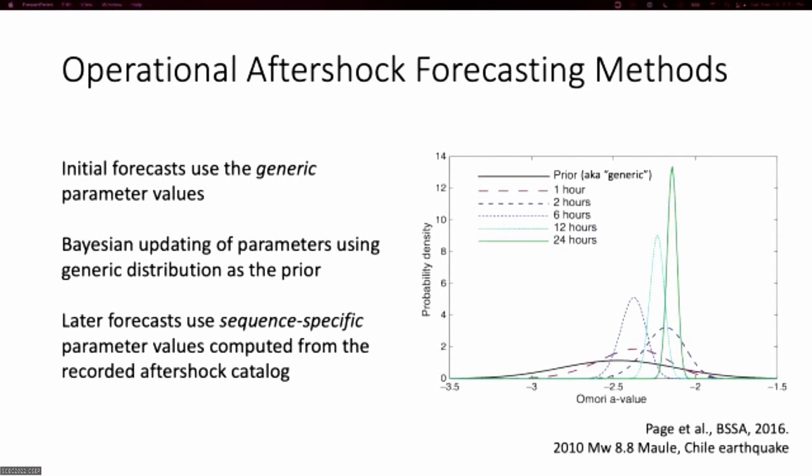The USGS creates initial forecasts using generic parameter values defined by Page et al. 2016. And then it does Bayesian updating of parameters, using the generic distribution as a prior.